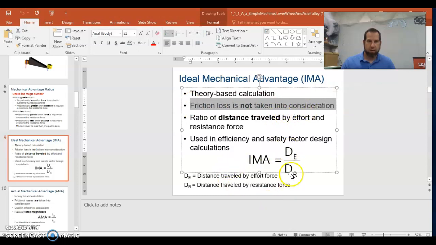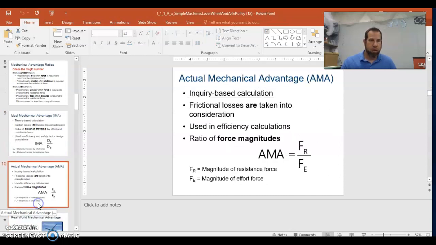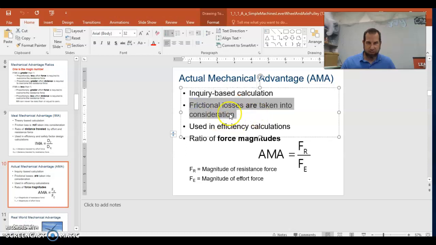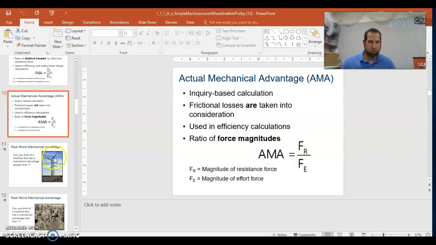Alright. Now these equations, you're not expected to memorize any equations. You have a formula sheet. We'll talk about that. Then you have your actual mechanical advantage. Friction is taken into consideration here. And AMA, your actual mechanical advantage, is force of resistance divided by the force of effort.